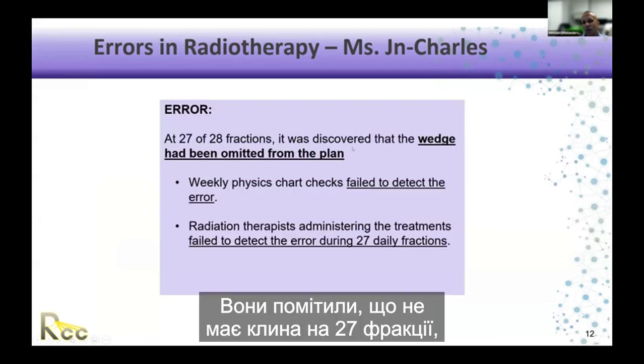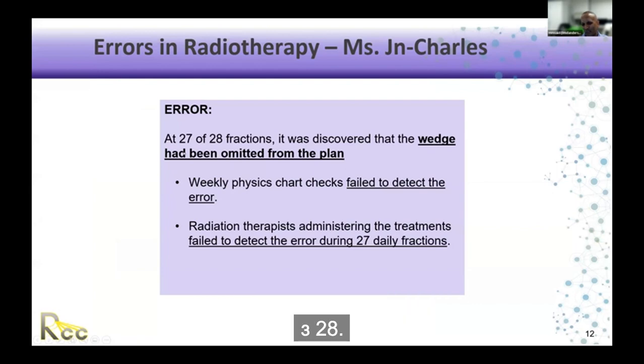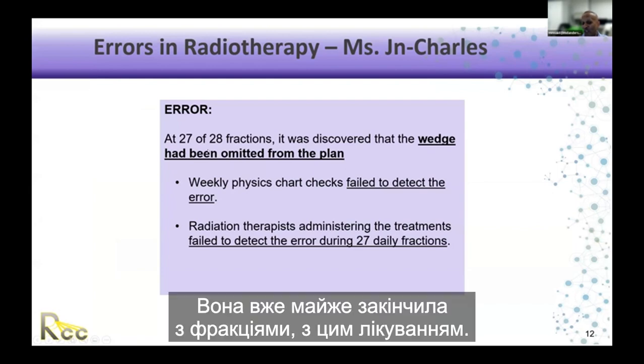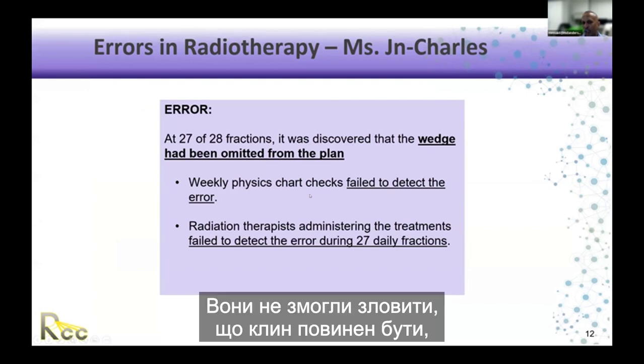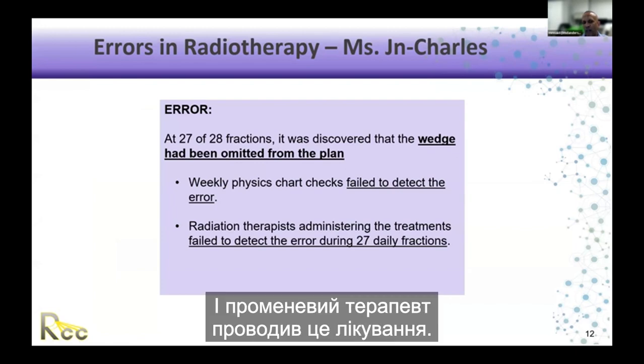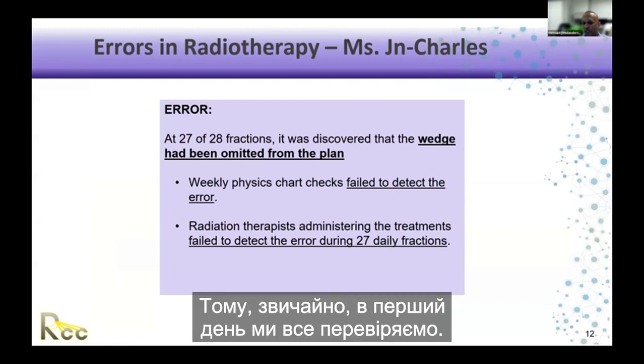They noticed that the wedge was missing at fraction 27 of 28. She's almost done with the treatment. The weekly physics chart check failed to catch whether the wedge was missing or not, and the radiation therapist administered those treatments.